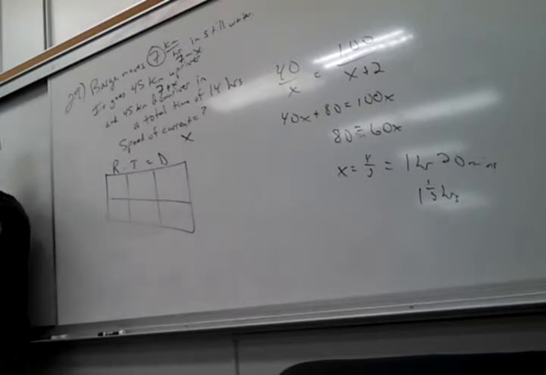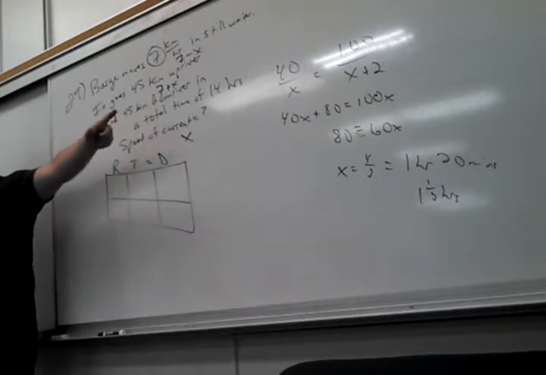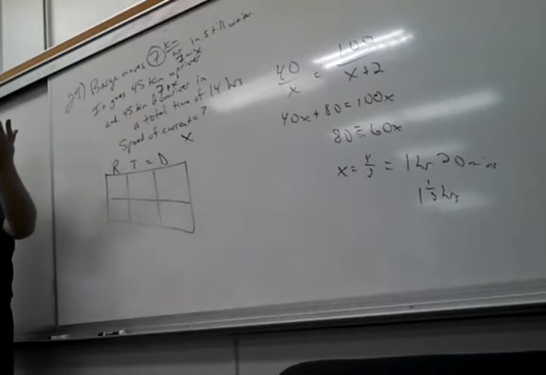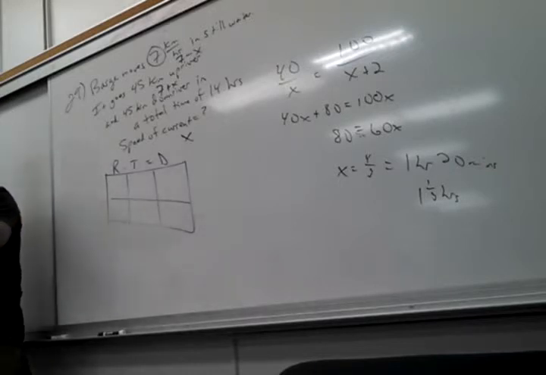So the two that we did together, we set things equal to each other, because it was the same time, the same speed. Here it's saying a total time of 14. Okay, they've got to add to be 14. I know how to set that kind of equation up. No big deal.